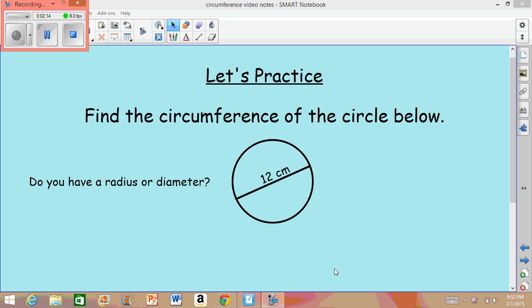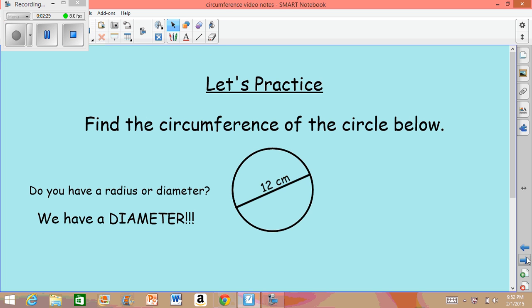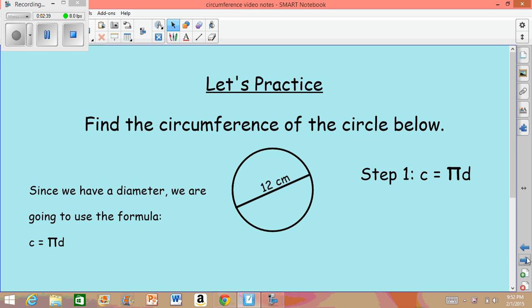All right, so we are going to start with our first practice problem. And it says, find the circumference of the circle below. So the first thing I have to identify is, do I have a diameter or do I have a radius? In this problem, we have a diameter. Our diameter is 12 centimeters, that line that goes all the way across. So since I have my diameter, that means I'm going to be using the formula circumference equals pi times d.